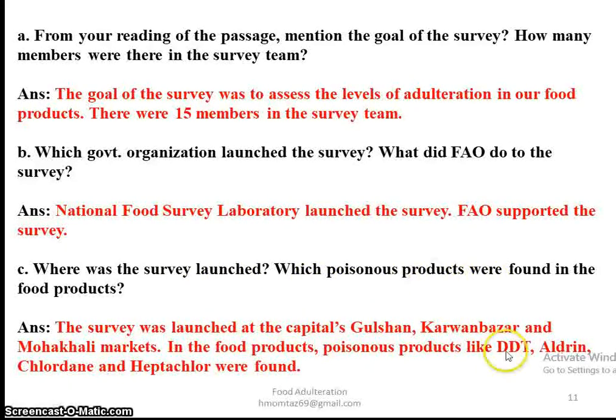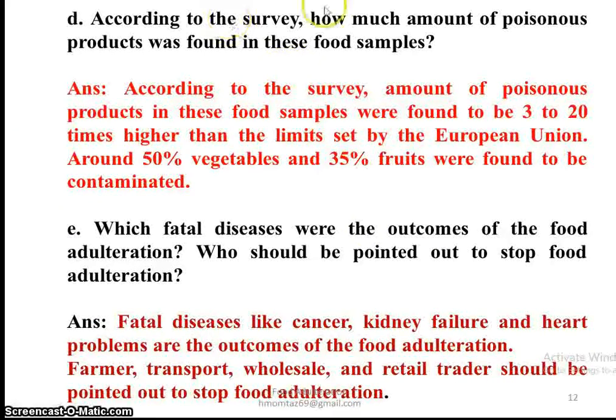Which poisonous products were found? DDT, Aldrin, Chlordane, and Heptachlor. According to the survey, how much amount of poisonous products do we see? 50% vegetables and 35%, and they found that 3 to 20 times higher than the limit set by the European Union. Which fatal diseases? These fatal diseases are cancer, kidney failure, and heart problems. Who should be pointed out? I told you earlier that 4 steps there: farmers, transport, wholesale and retail trader, they should be pointed out.